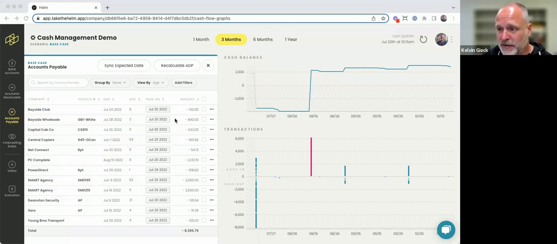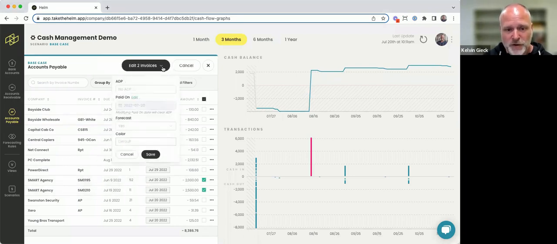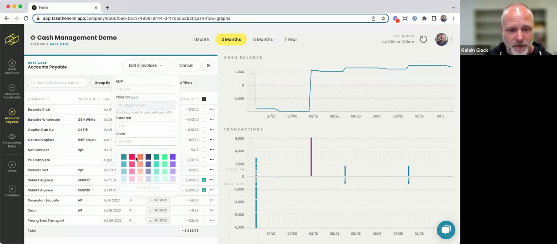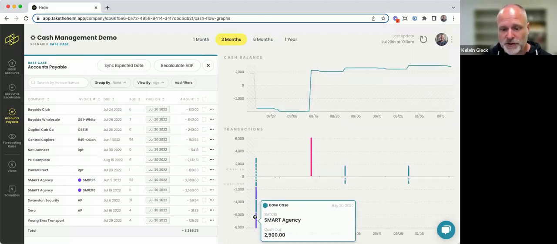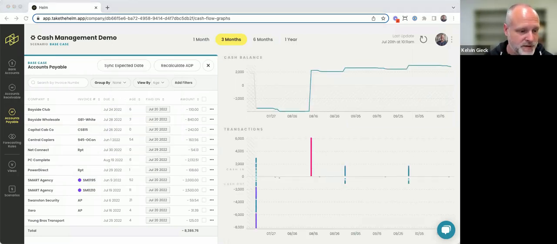Again, much like the accounts receivable, we can color these invoices if we want to, just to help highlight information. We can do that through bulk editing up here, and I'll change these colors to purple just for fun. So you can see those two invoices here and here, bills, I should say. So you can see your accounts receivable and your accounts payable very easily.